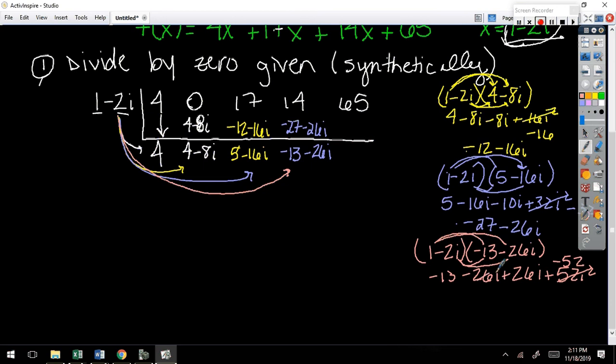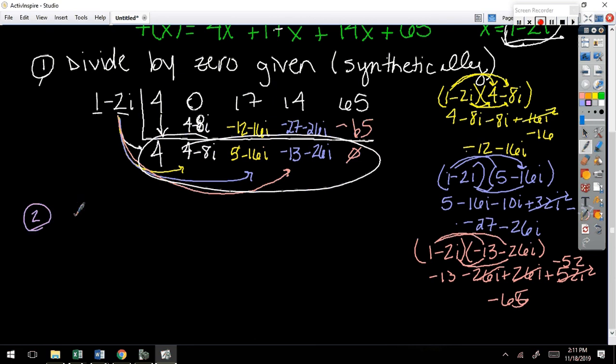Now, I do all that to show you that it's the zero, right? But it's not doing me any good with all these i's to find the other zero. Remember, that was what I needed to do, find the other zero. So what I'm going to have to do is divide by the conjugate, because remember yesterday we said if 1 minus 2i is a zero, then guess what? 1 plus 2i must be too.